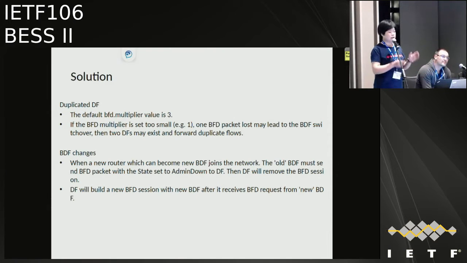So you must pay attention to the value. You must set the detection time to a reasonable value. We know that a BFD session will be brought down for some reasons. The first one is when you receive a BFD packet whose state is set to admin down. The second is when you have not received the BFD packet for a period of time, which means the detection time. If you set the detection time too small, you will also lead to this situation: duplicate packets from duplicate DF.